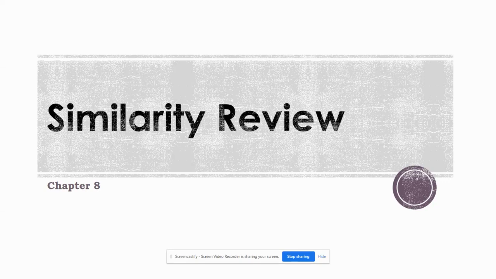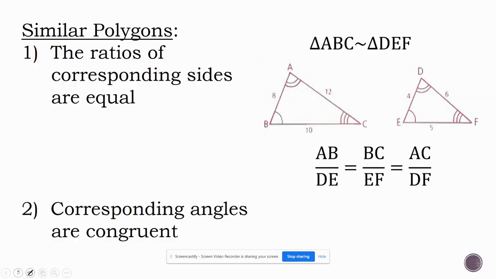Today, we're going to be reviewing a concept that we talked about in Chapter 8, which is all about similarity. We're going to specifically be focusing on similar polygons. So in this case, we're going to look at what it means to have these two triangles, ABC and DEF, be similar. There's two characteristics that you have when you have similar polygons. One characteristic is that the ratio of the corresponding sides are equal, and the second is that corresponding angles are congruent. So in this example, I'm telling us that these triangles are similar because that little tilde represents similar.